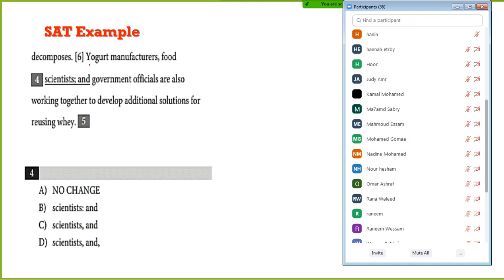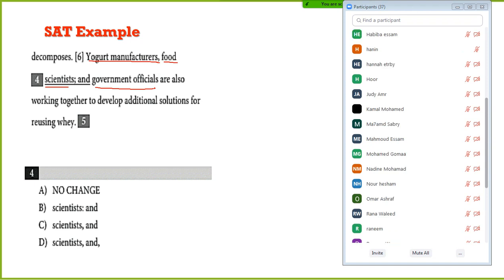Okay. So you'll start reading from: Yogurt manufacturers, food scientists, and government officials are also working together to develop additional solutions for reusing waste. You have to understand the structure of the sentence. Here it is listing things. Yogurt manufacturers, this is one. The second, food scientists. And government officials. All those people are also working together. So here, is this punctuation correct or wrong?